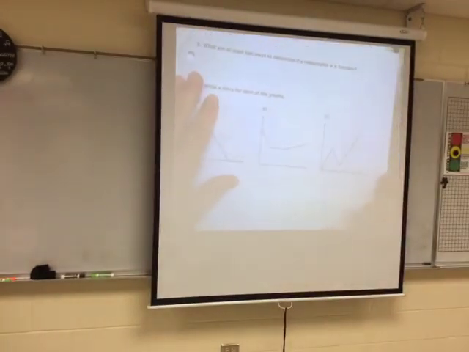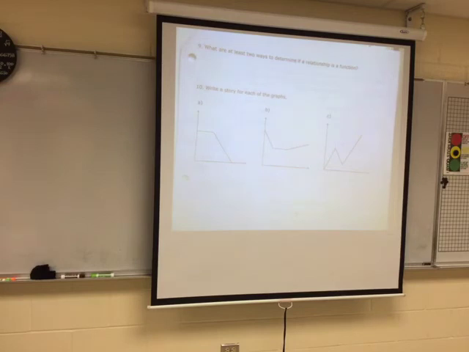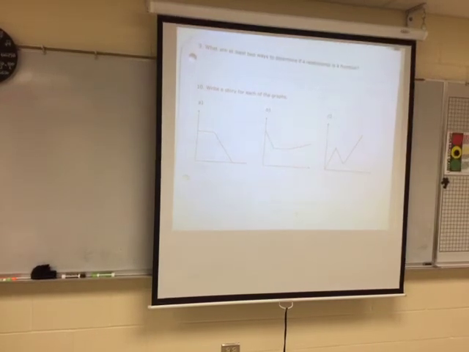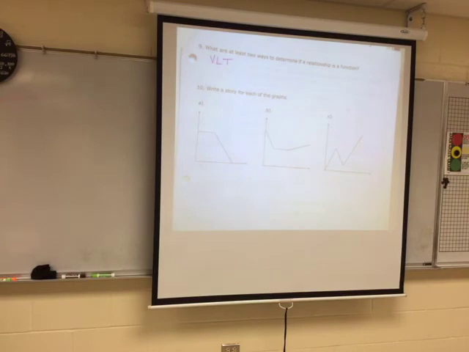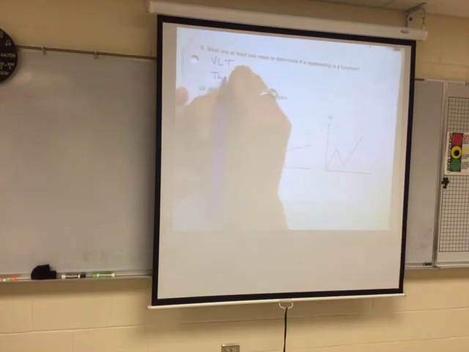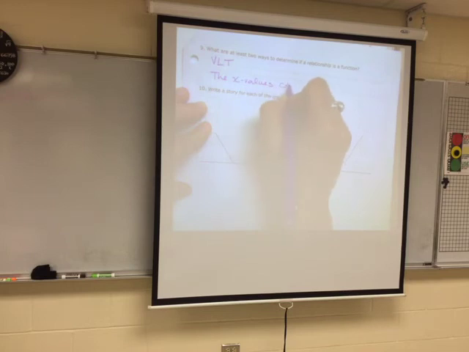Number 9. Number 9 says, what are at least 2 ways to determine if a relationship is a function? The vertical line test, we just talked about one of them, right? The vertical line test. What's the other one? None of the x values repeat. Perfect. You've got this, Ted. The x values cannot repeat.